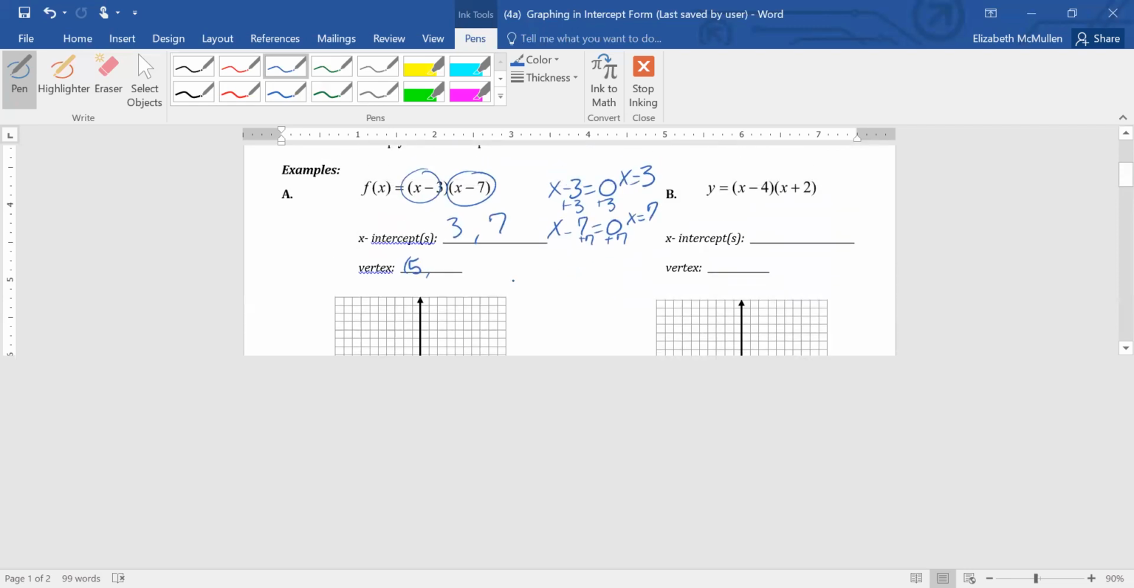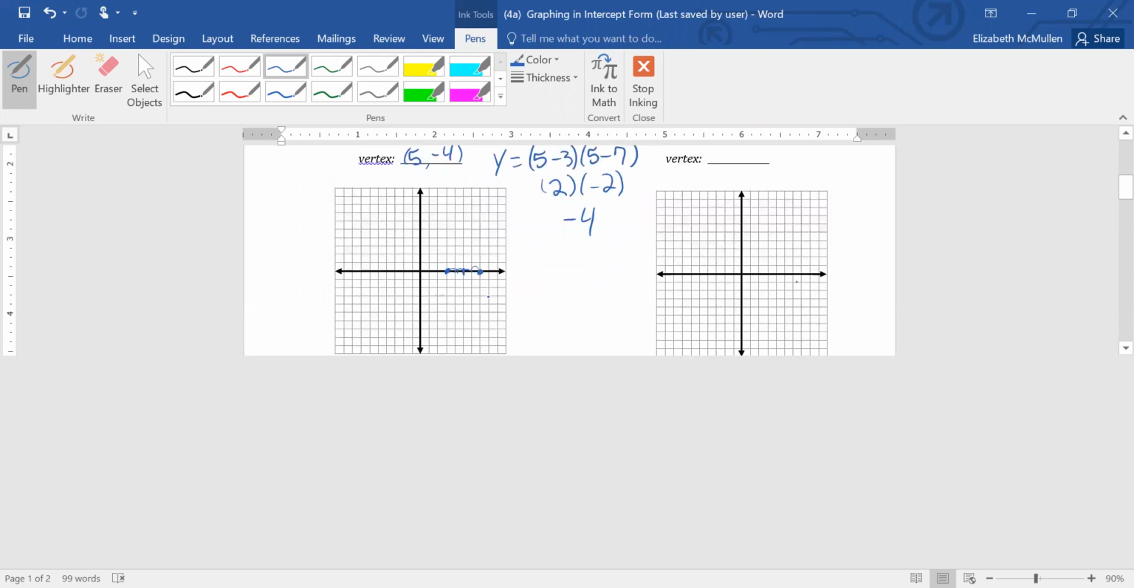So let's do that. y equals 5 minus 3 times 5 minus 7. Well, 5 minus 3 is positive 2. 5 minus 7 is negative 2. So positive 2 times negative 2 is negative 4. So my vertex is at 5, negative 4. All right, 1, 2, 3, 4. Now I can do my 1, 4, 9 table just like I've done before.